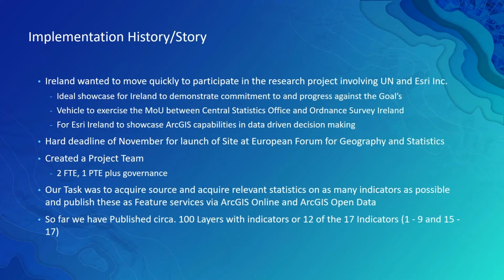That has borne fruit for us in that we have reached our deadline and launched our site, and we have got a fair bit of data populated to do with the measures in support of the indicators for each of the goals and targets. So the main task that we've accomplished was to source and acquire relevant statistics on as many indicators as possible and publish these via feature services on ArcGIS Online and ultimately into ArcGIS Hub and out via an open data site. So far we've published about 100 layers, and we have measures in 12 of the 17 indicators. So that has gone quite well.